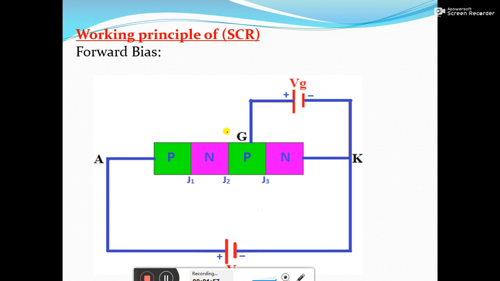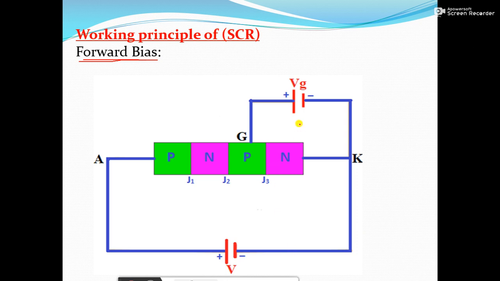Let us see the working principle. The working principle of SCR can be divided into two stages: one is forward biasing, another is reverse biasing. In forward biasing, the anode terminal of the SCR is connected to the positive terminal of the battery source, and the cathode is connected to the negative terminal of the battery source. This is how we do the forward biasing. If it is reverse biased, the polarity of the voltage source is reversed, or you can say the anode is connected to the negative terminal and the cathode is connected to the positive terminal.